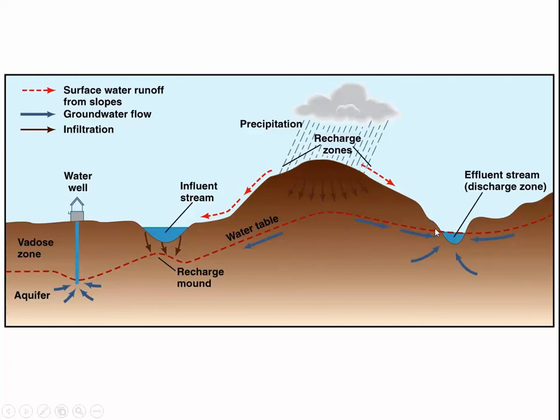So water's coming in. And here we have something called an effluent stream, and that's the opposite of this influent stream, because influent is from runoff accumulating, but the effluent stream is actually where groundwater is seeping out of the ground to make a stream. So it's discharging. With discharging in this case being the opposite of recharging.